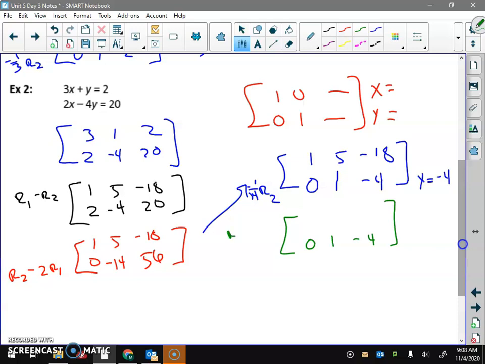And you can pause this, guys. Figure it out on your own. Stop. Do something. However you learn best. Row 1 minus 5 row 2s.